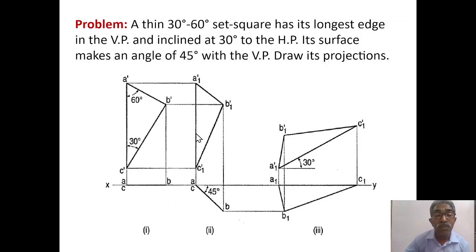That's why you have to draw the third stage. In the third stage, draw the figure so that the longest side makes 30 degrees to the horizontal plane. Therefore, you can turn this figure so that A1 dash C1 dash, which is the longest side, makes an angle of 30 degrees to the XY in the front view. Or another way, you can draw the line making 30 degrees to the XY.